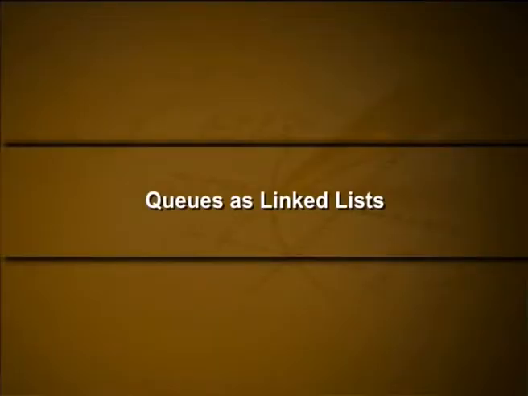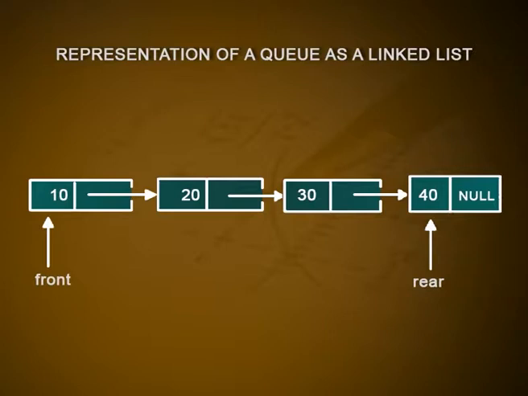Queues as linked list. Like stacks, queues can also be represented using linked list. Since the linked list do not have any restriction on its size, the queue can grow or shrink according to the insertion or deletion of elements. Each element in the queue should be represented by a node consisting of a data part and link part. This will be implemented by a structure in C++.